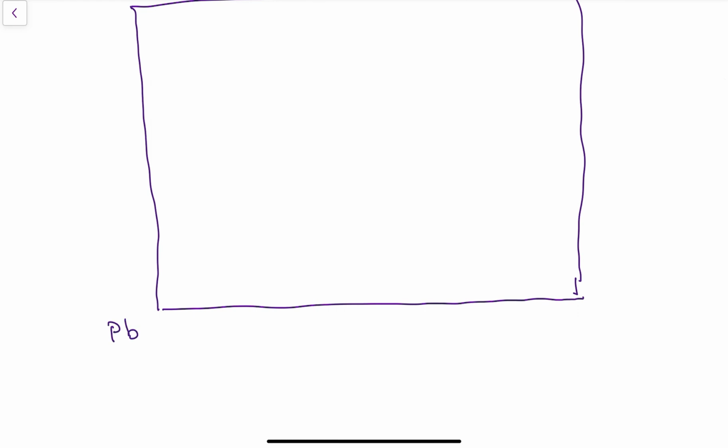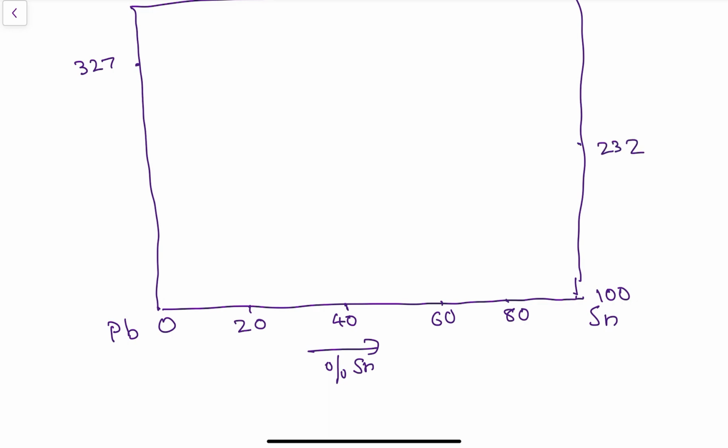In the x-axis you have lead and tin. So the x-axis is arranged in the percentage of tin. Towards the right it is 100, here it is 0, and somewhere here it is 60, and here it is 80, and here it is 40, and here it is 20. And the melting point of lead is 327 degrees Celsius, and the melting point of tin is 232 degrees Celsius.